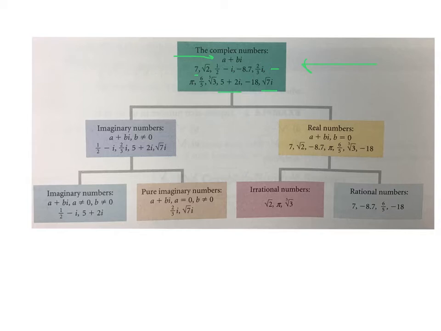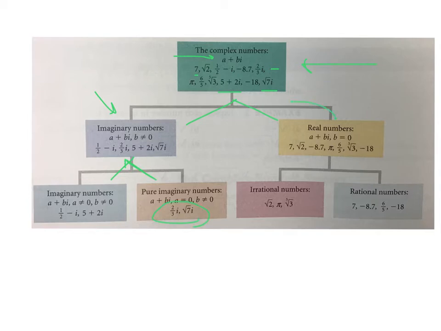Complex numbers get broken down two ways, either imaginary or real. That should make sense to you. If it's not real, it's imaginary. Imaginary will always have one part that has an i with it. It could be complex, or it could just be a flat out imaginary number with just an i. And you can break down imaginary into imaginary complex numbers, or pure imaginary, which means they have nothing except just the term with the i.